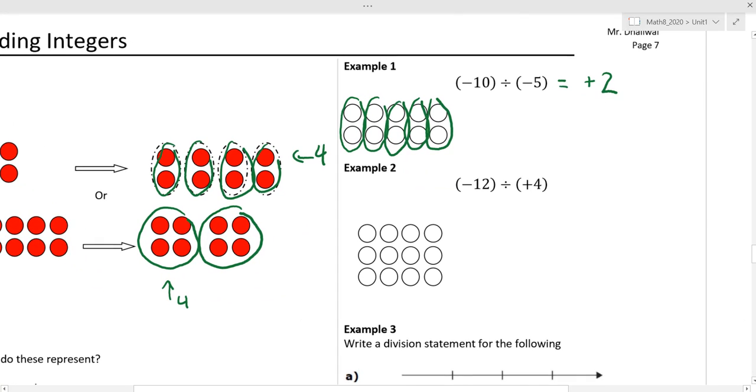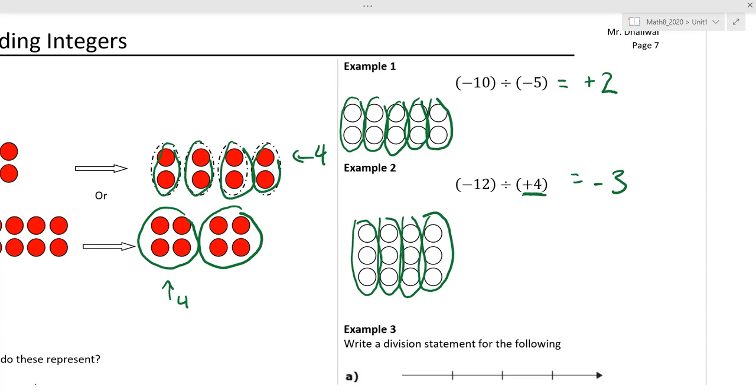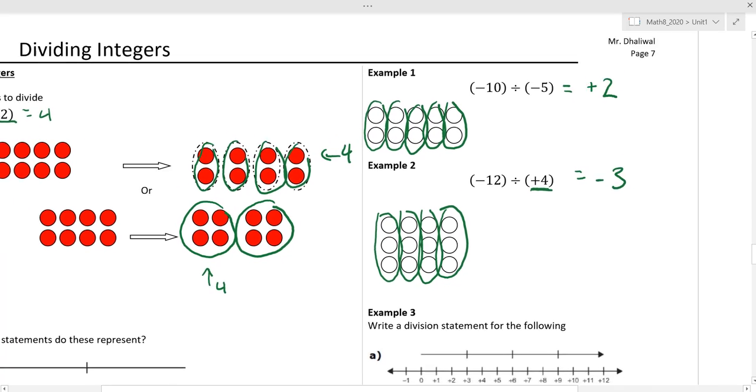Okay, how about the next one? How many groups should we have? 3 groups of... well, okay, we're dividing by 4, so we should have 4 groups of 3. That's what it means. And a negative and a positive make a negative. I'm not going to ask you to do this on a test, but on assignment questions, we sort of go through this way. Are the signs the same as multiplication? Yes. And I think I mention that on the second page.